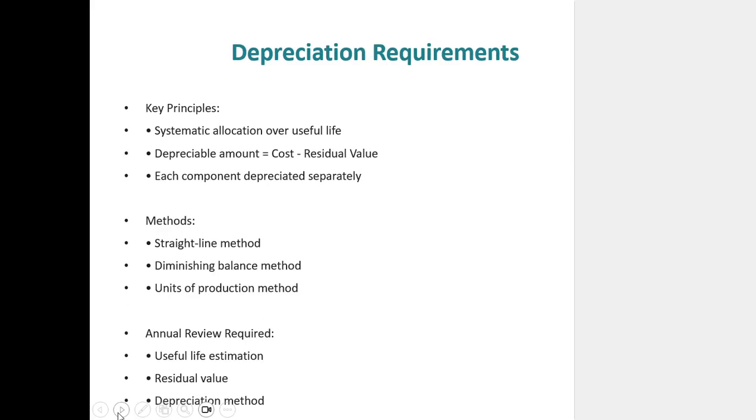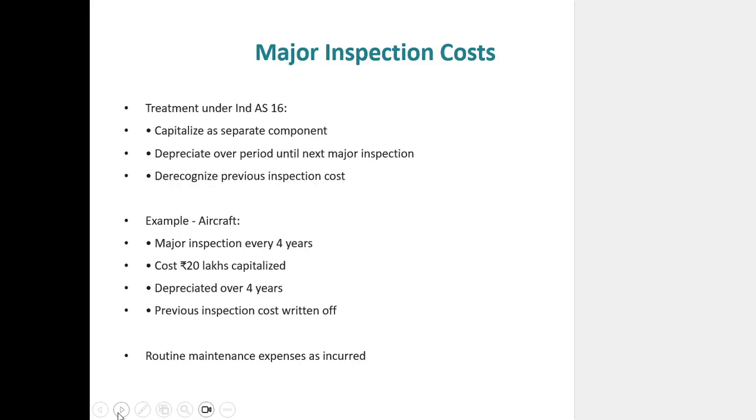Then we have the depreciation requirements. The key principle is systematic allocation over useful life; depreciable amount equals cost minus residual value. Each component is depreciated separately. Methods are straight line method, diminishing balance method, and units of production method. An annual review is required for useful life estimation, residual value, and depreciation method.